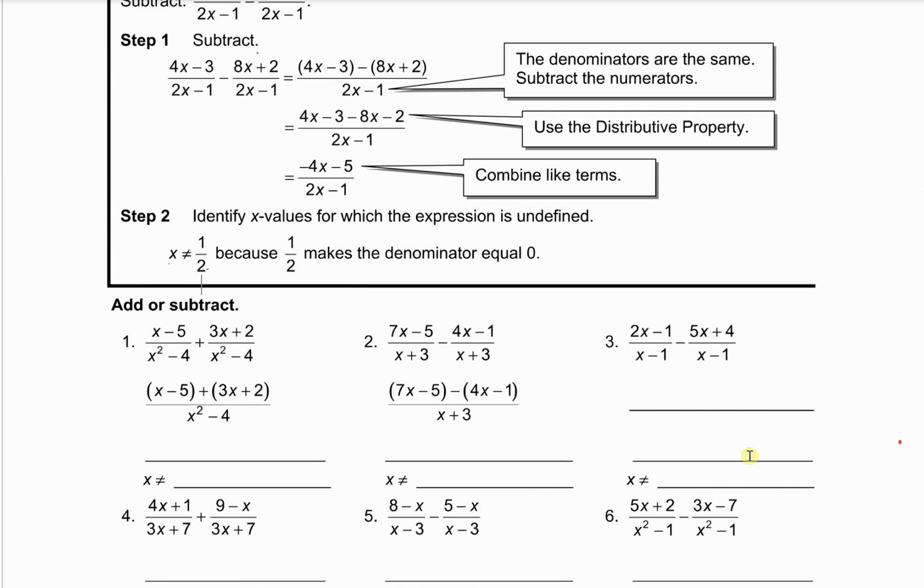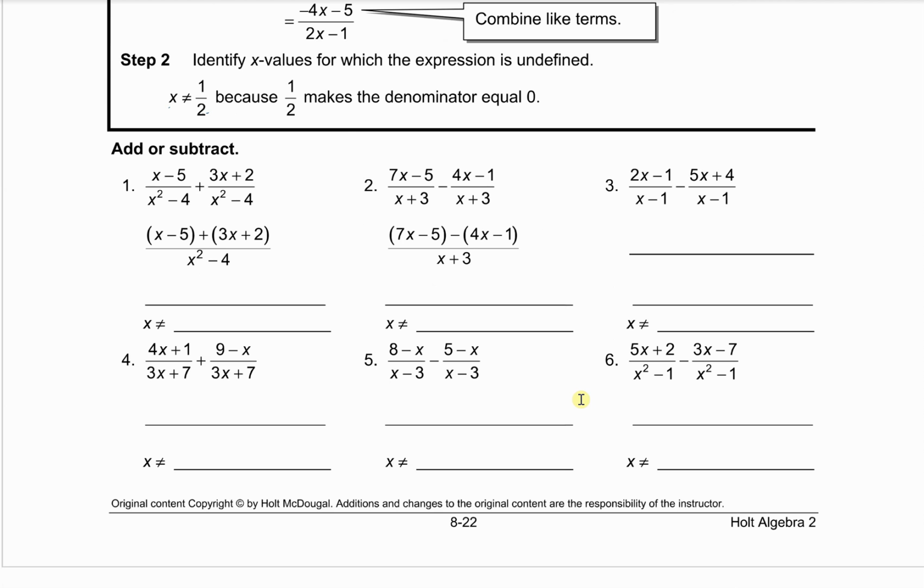So let's take a look at some of these and see what we can do. Number one, they were nice enough to combine the numerators together for us. The common denominator is x minus 4. So we've got x minus 5 plus 3x plus 2. So x plus 3x gives me 4x. And then -5 plus 2 is -3. And then we have x squared minus 4 in our denominator.